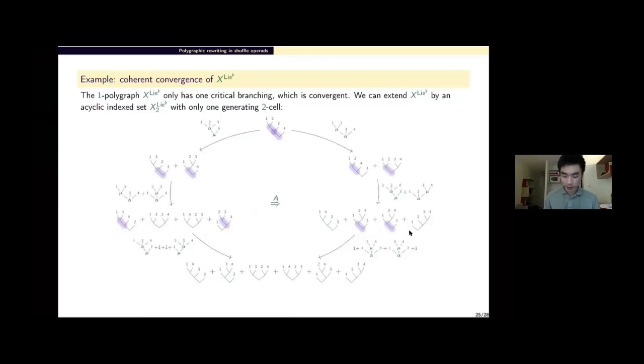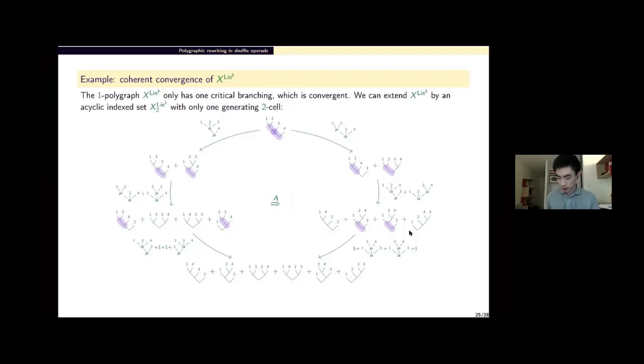If we go back to the example of X lead flat, we get this sort of large diagram where these 2 rules are the ones that I gave before, and we can actually extend these to the same ending point. And so we only need to add 1 cell to get an acyclic index set of generating 2 cells. And the idea is to then continue this procedure in higher dimensions.